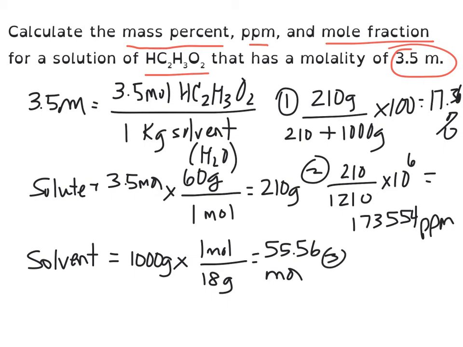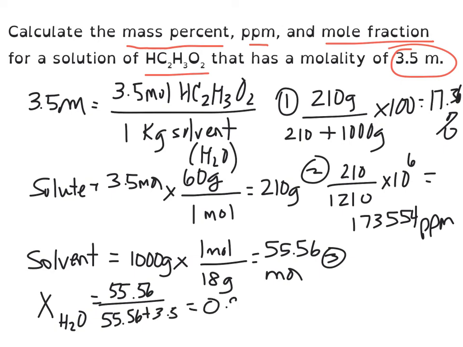Now for my mole fraction, I'm going to move over here to the bottom, but I can do that for both my solute and my solvent. My mole fraction for H2O, which is my solvent, is going to be my 55.56 moles divided by 55.56 moles plus my 3.5 moles. And when I do that, I end up with 0.941 as my mole fraction for water.